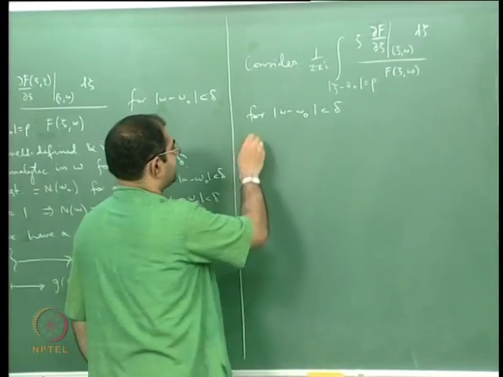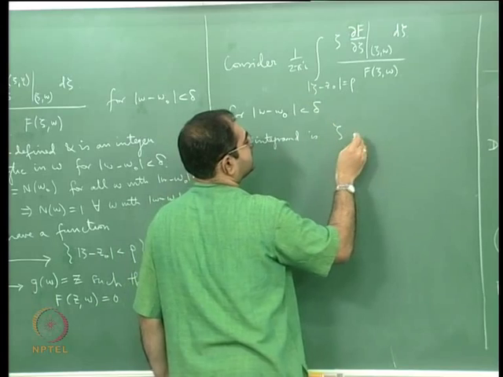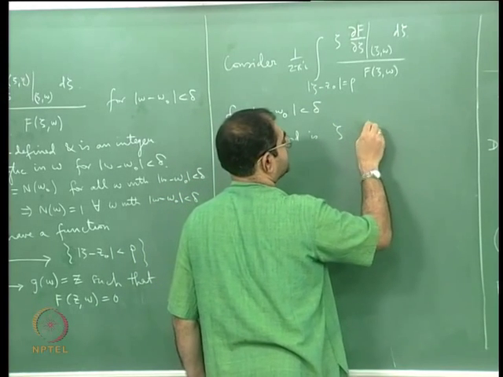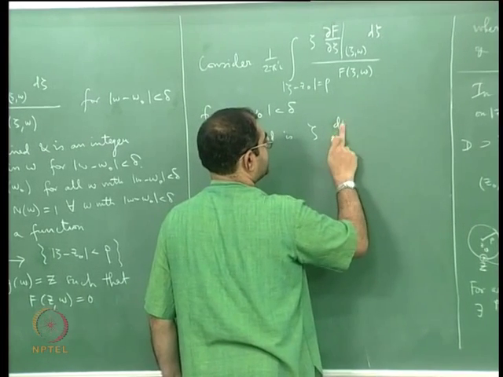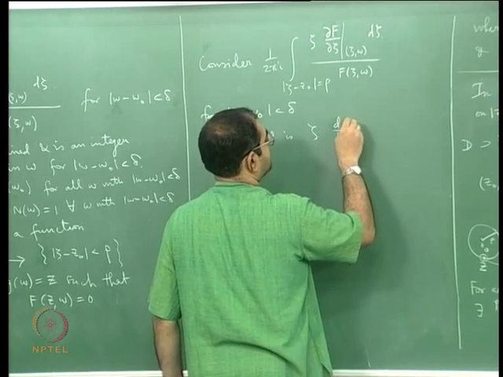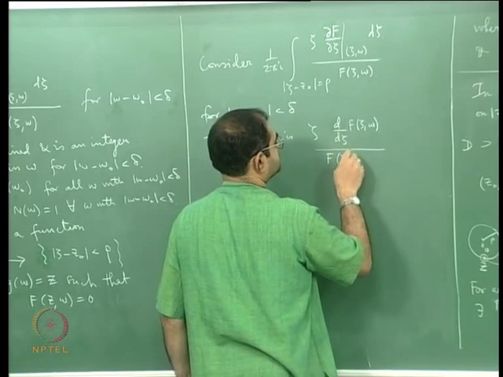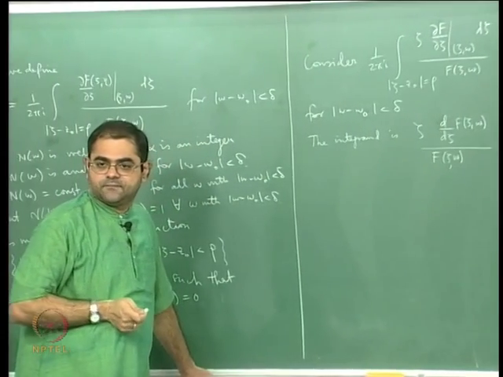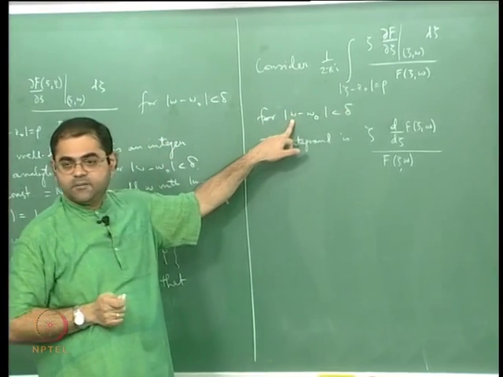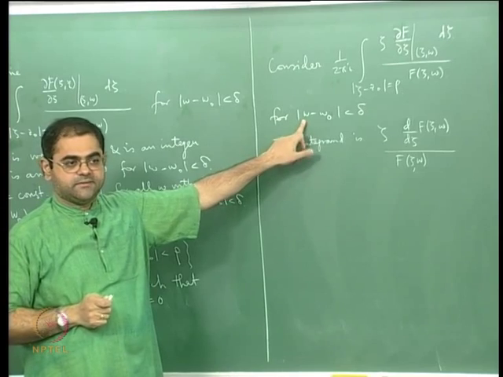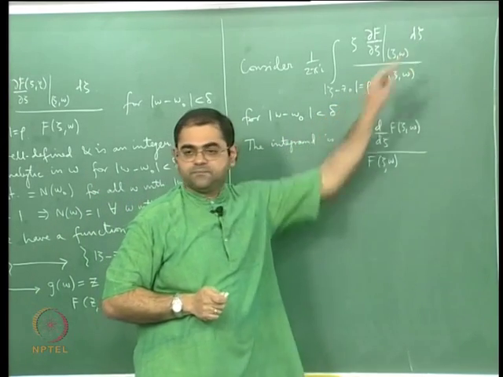Now, what is the integrand? The integrand is d by d zeta of f of zeta comma w divided by f of zeta comma w. This is the integrand, and of course w is fixed. This is defined for fixed w lying in this open disk. So you consider this integrand as a function of zeta, because the variable of integration is zeta.